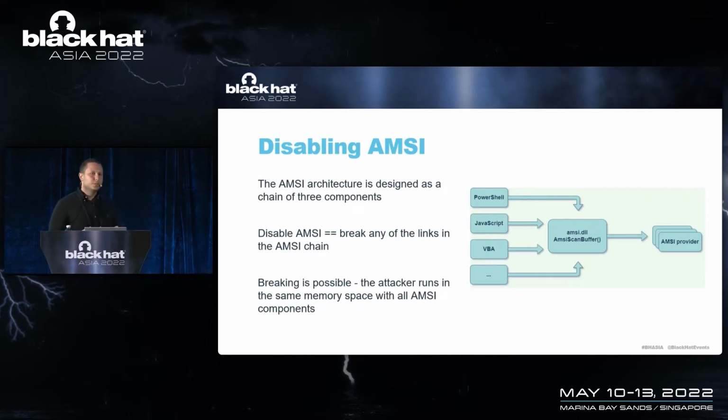What do we need to do in order to disable AMSI? AMSI is built as a chain of 3 components: the consumers, the mediator, which is the AMSI.dll, and the providers. If we want to disable AMSI, all we need to do is to break one of the links in this chain. Breaking is possible because the attacker runs in the same memory space as all of the AMSI components.